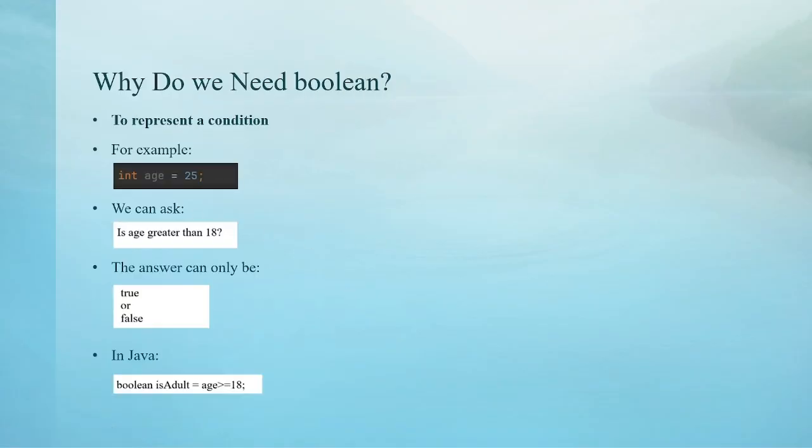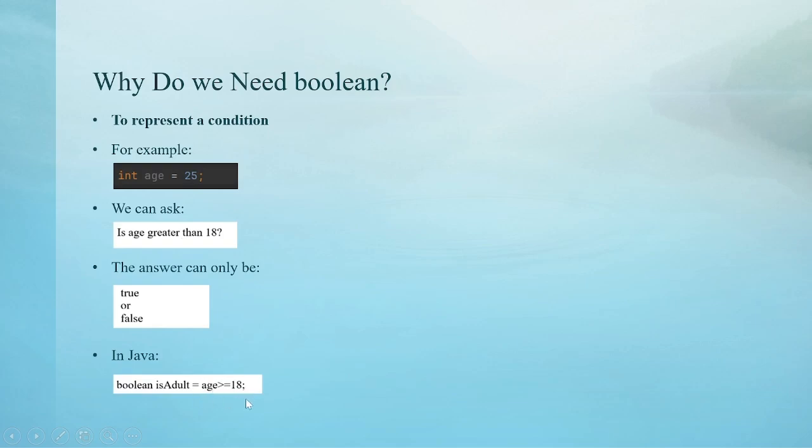Suppose we have a person's age and we want to check whether the person is an adult. So how do we check? Here we have written a condition: boolean isAdult = age >= 18. isAdult is the variable, boolean is the data type, and we are checking the condition over here: age is greater than or equal to 18. What is this age? I have declared it here, int age = 25, right? So age >= 18 means 25 is greater than or equal to 18.